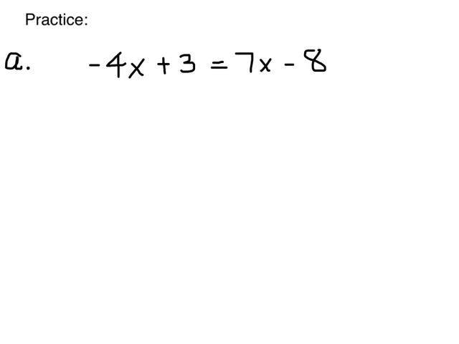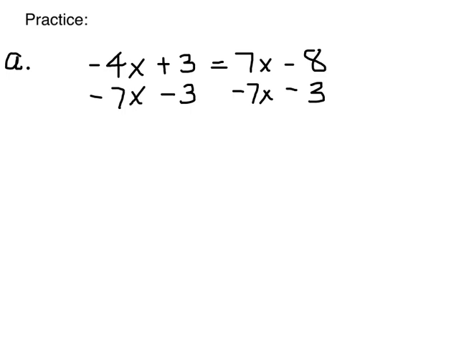Okay, negative 4x plus 3 equals 7x minus 8. Alright, to save time on the video, I'm just going to go ahead and combine my steps, do everything at once. I'm going to subtract 3 from both sides, and then I'm also going to subtract 7x from both sides.